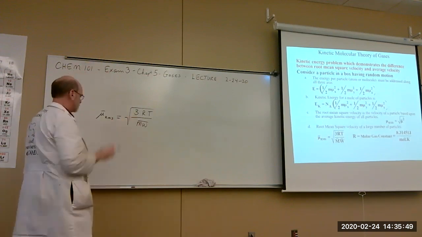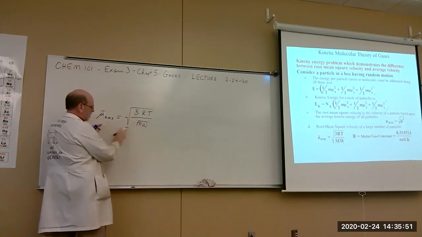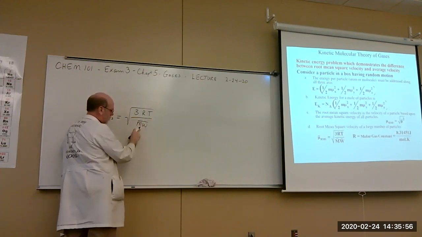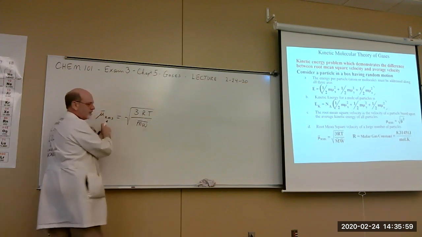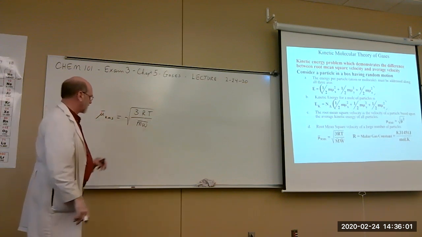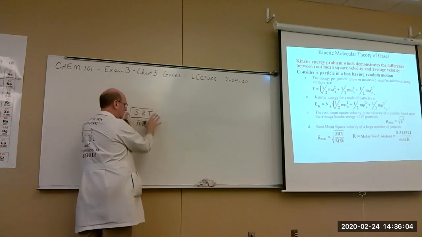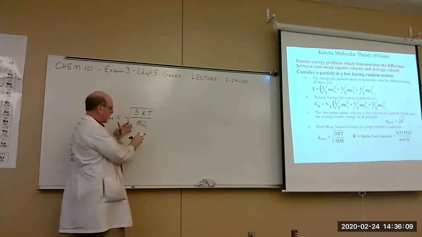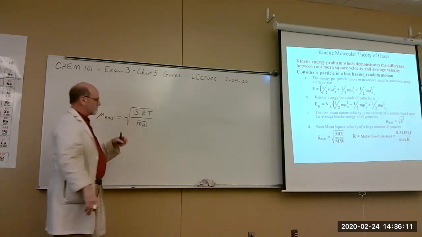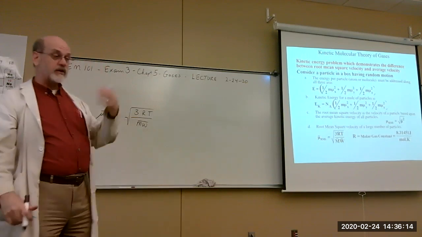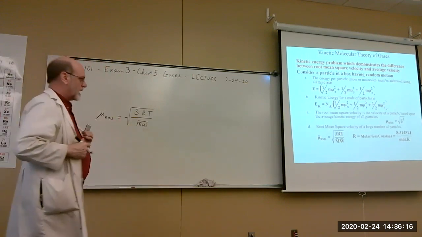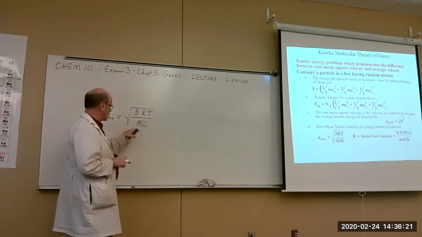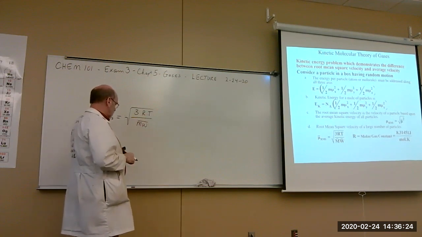So what does that tell you? That tells you that if the molecular weight increases, the velocity must decrease. If this increases, it's going to give this whole expression a smaller value. Even with a square root, it would be a smaller value. So that means the kinetic energy for all the molecules in a sample is related to both temperature and velocity.